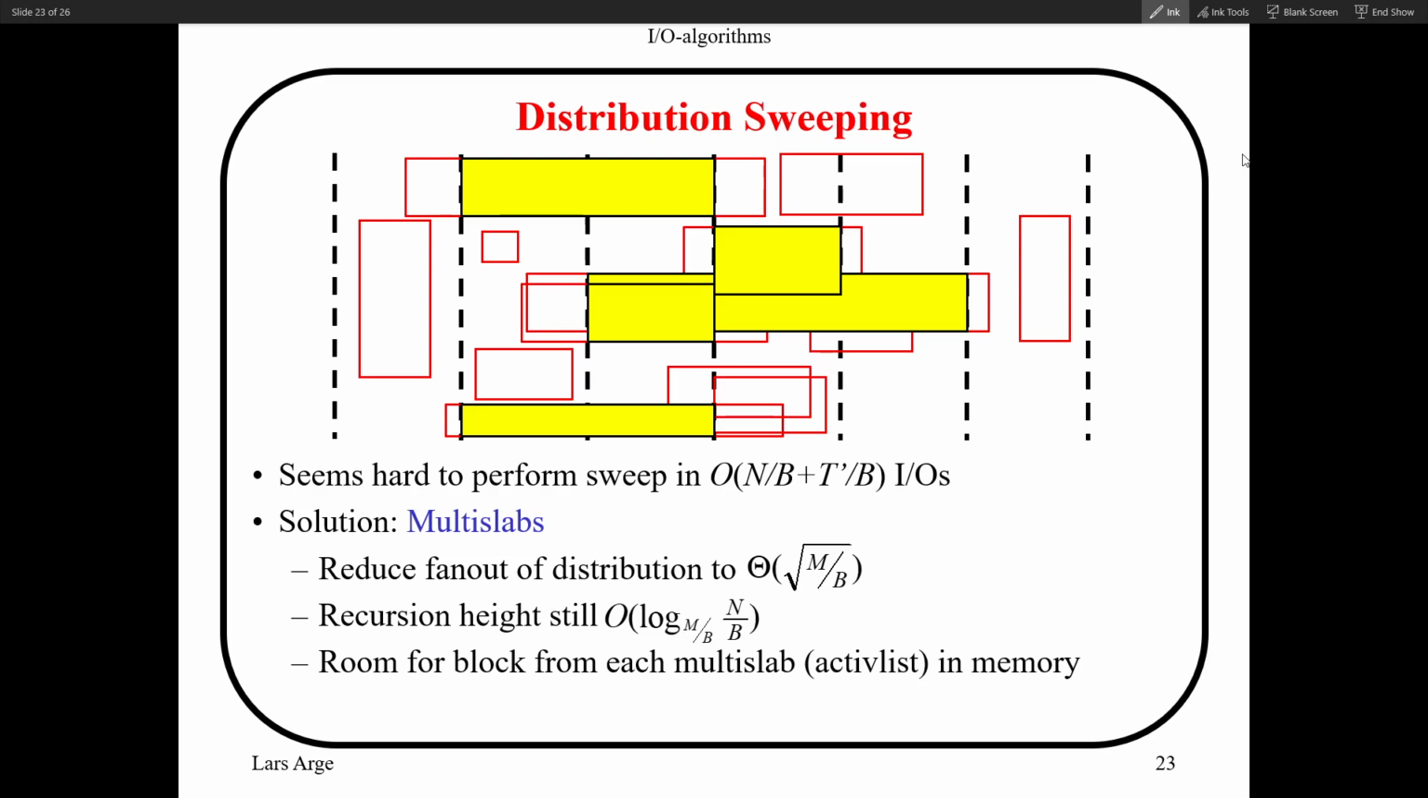So therefore, I can have one active list per tuple of slabs. In other words, for every index i and j, with i less than j, I can have an active list from slab number i all the way to slab number j. For example, this will be one active list, this will be another active list, this will be another active list, and so on.